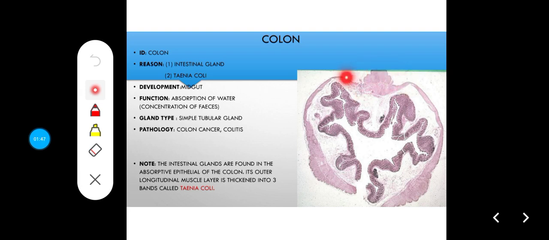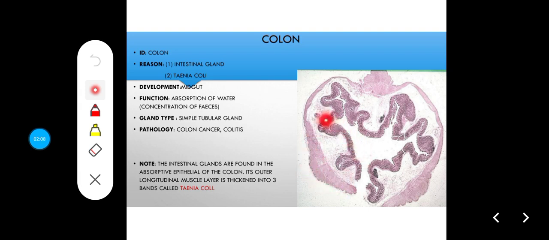So the Taenia coli is actually the longitudinal muscle layer, but then it is thickened into 3 bands. So it doesn't cover all the areas of the colon. Instead, it is thickened at 3 different points. So this is the first one, this is the second thickening, this is the third thickening. So you should always look out for this. Anytime you see something like this, the first thing that should come to your mind is the colon.